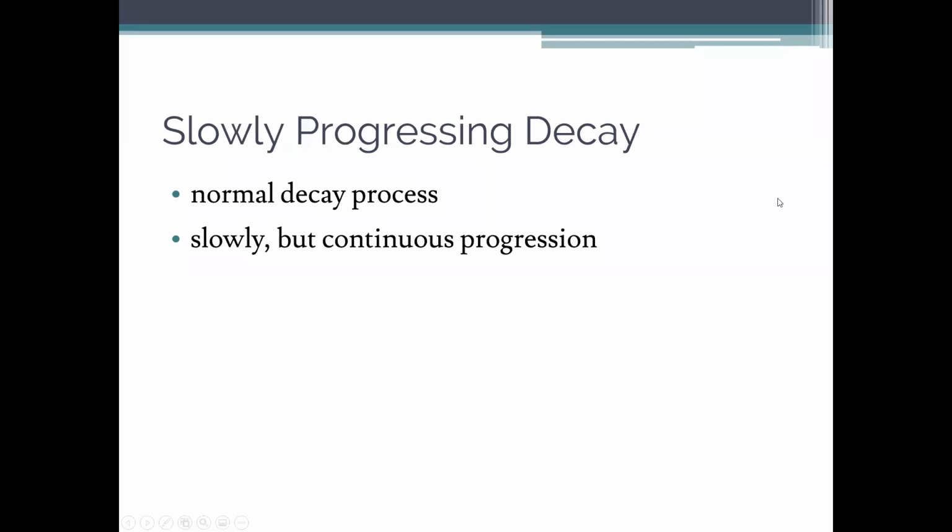This is the most common cavity that we have. It's slowly progressing. It typically takes 18 months to 4 years to form. It's the normal decay process. It is a slow but continuous progression. So you go from the incipient and it continues and basically goes into the dentin.